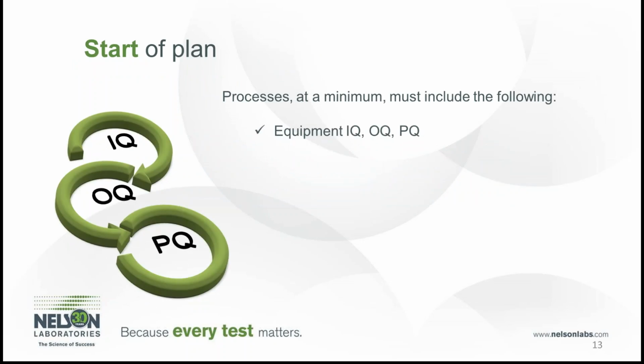So now we get into the plan. At a minimum, the plan must include equipment, IQ, OQ, PQ, software validations, quality system, and process interactions. Software validations and quality systems by themselves are enough to be their own webinars, so we'll only mention them in this one as areas to keep in mind and to look towards for additional information.